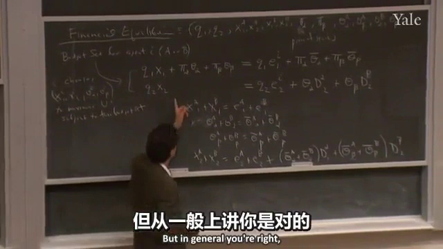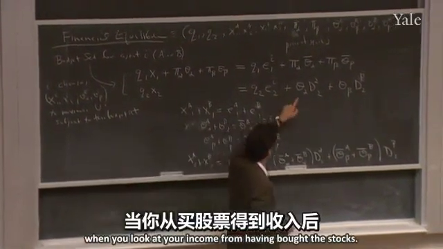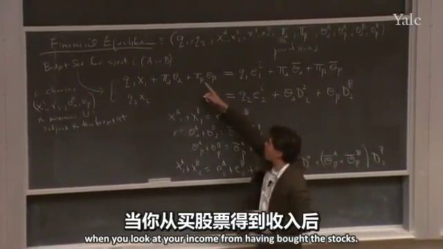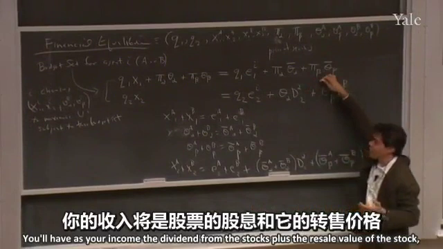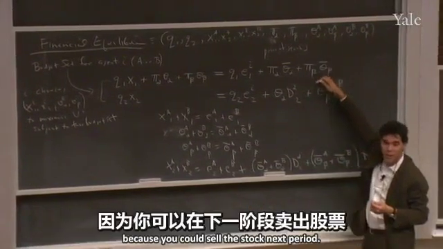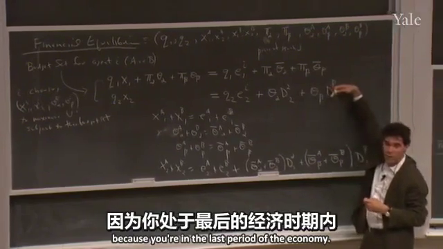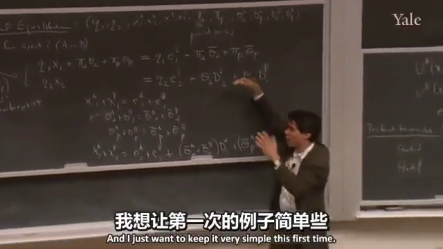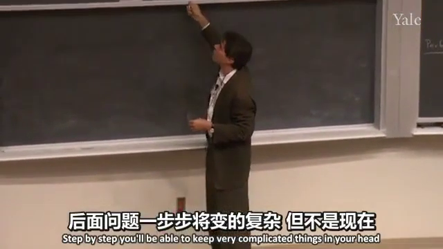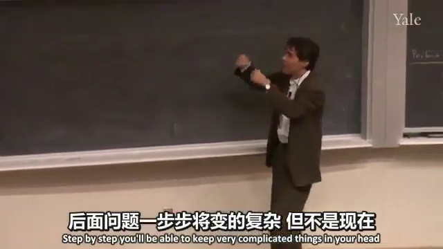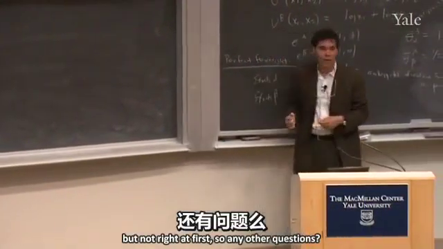But in general, you're right, and we're going to be more complicated later. When you look at your income from having bought the stocks, you'll have as your income the dividend from the stocks plus the resale value of the stock, because you could sell the stock next period. But I just know that resale value is going to be 0 because you're in the last period of the economy. Okay, and I just want to keep it very simple this first time. So we'll see, step by step, you'll be able to keep very complicated things in your head, but not right at first. So any other questions?